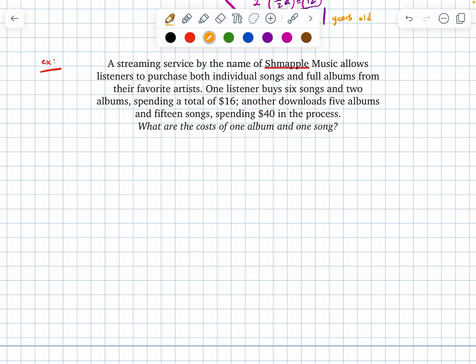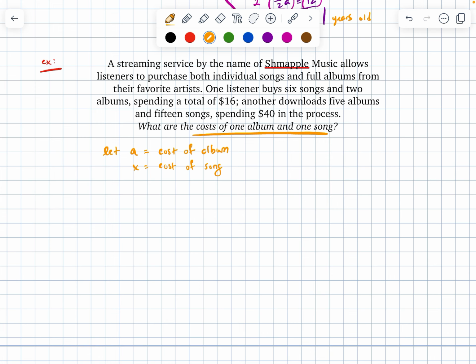So let's start by defining our variables. We want to know the costs of one album and one song. So I'm going to choose A to represent the cost of an album. And then for song, S might be confused with 5, so I'm just going to pick something innocuous. I'll say something like X. I'll say X is going to represent the cost of one song. Of course, both of these would be in dollars, but that's kind of trivial.